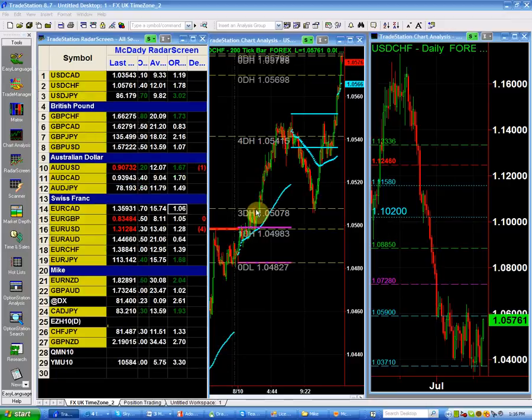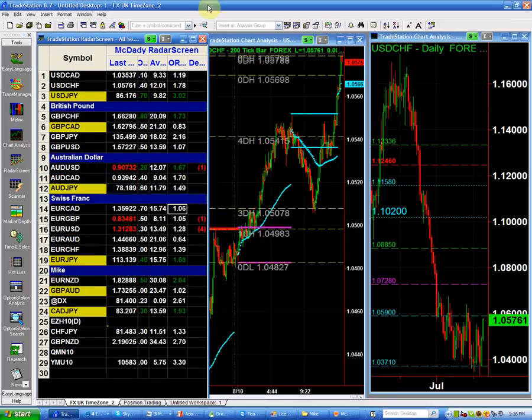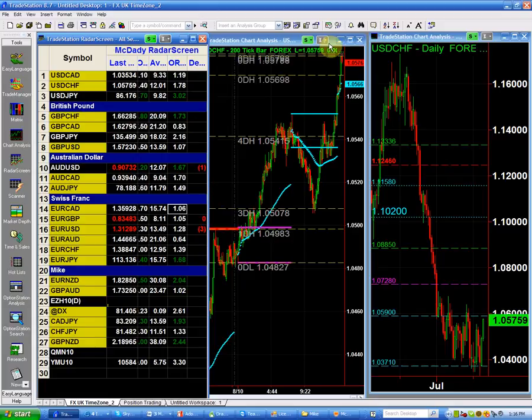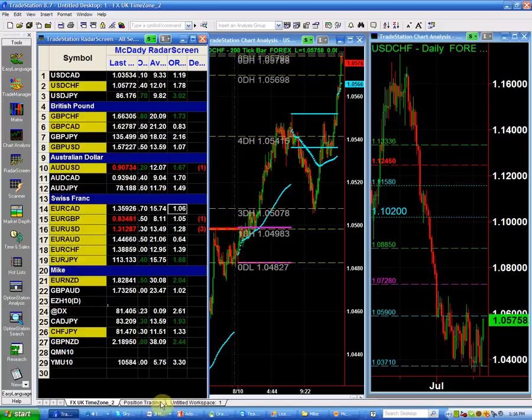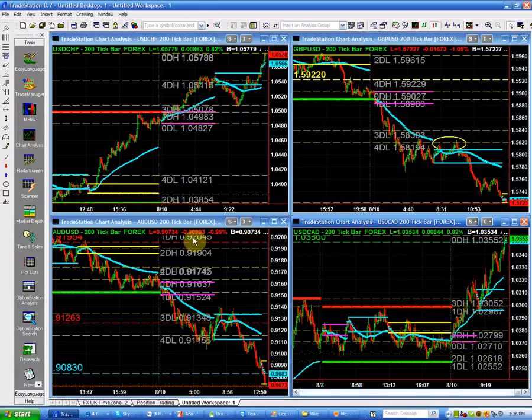A bit of analysis here. So in the overnight, we all see that the dollar has continued higher against the Swiss, against the British pound, against the CAD, and also against the Aussie.